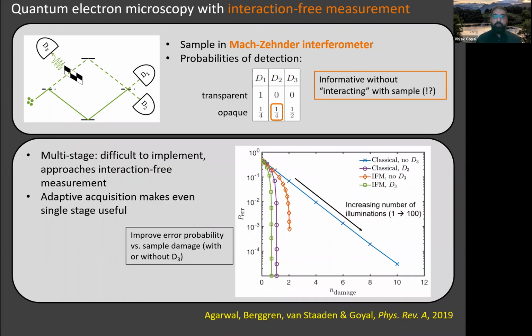The term interaction-free measurement comes from applying multiple stages of the sort shown at the top, which approaches surety in whether the sample is opaque or transparent without any damage to the sample. We've shown that an adaptive acquisition approach makes even a single stage useful. The plot here shows probability of error as a function of the mean number of electrons absorbed by the sample, with and without interaction-free measurement, and with and without the scattering detector D3. Whether or not D3 is present, there's an improvement from IFM.